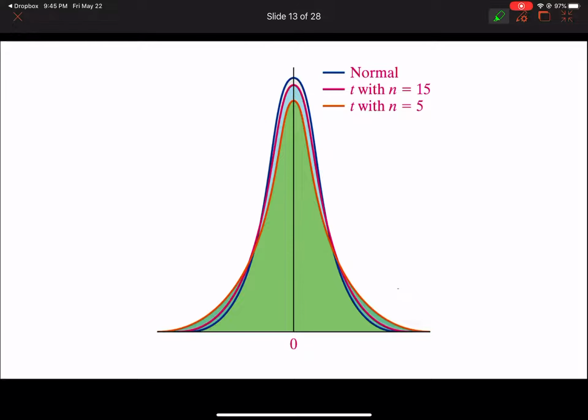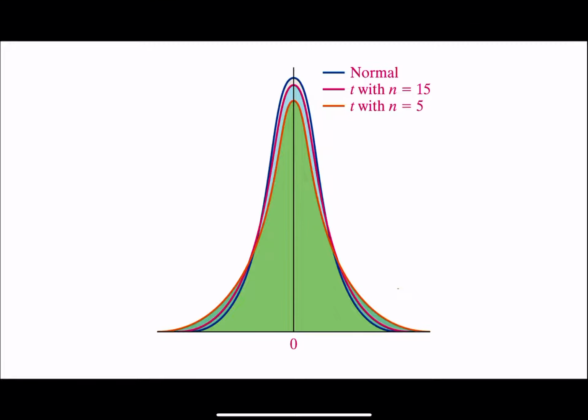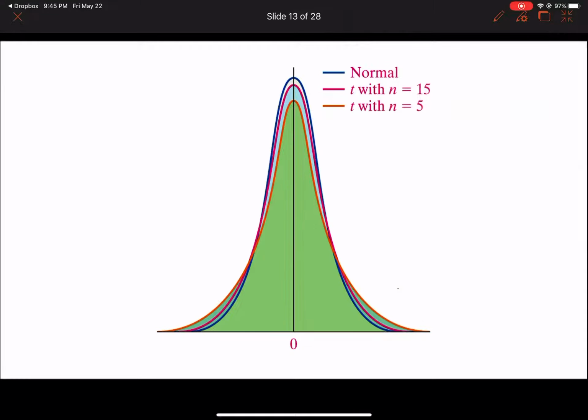Here's a diagram that should help you. You see this blue one here is our normal curve. The bottom one right there is the furthest away from the normal curve. That one is when n equals 5. Notice this one right here, when n equals 15, we're a little bit closer to normal. As n gets bigger and bigger, we are going to get closer and closer to that standard normal distribution.